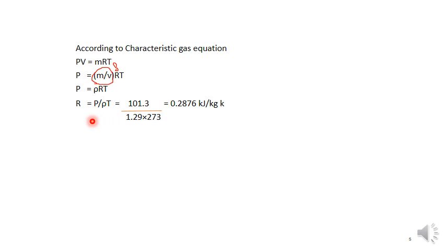Substitute all the units. What is given in the problem is 101.3 kilonewton per meter square, this is meter cube per kg, this is Kelvin. Meter cube and meter square cancel, the remaining is meter only. So kilonewton meter divided by kg Kelvin. I am writing this Newton meter as joule. So the unit is kilojoule per kg Kelvin. So the characteristic gas constant R value is 0.2876 kilojoule per kg Kelvin.